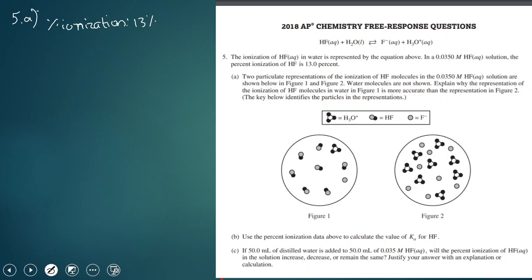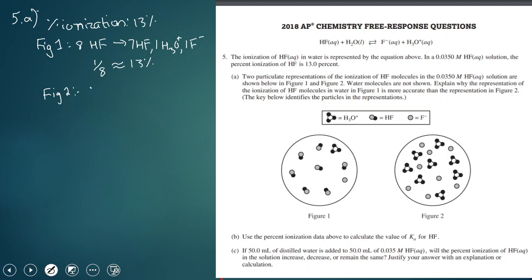So let's see in figure 1. Well, we have a total of 1, 2, 3, 4, 5, 6, 7. We would have had 8 HF molecules, and it became 7 HF, and then 1 H3O, 1 F minus. And so if we consider 1 over 8, well, that's 12.5, which is approximately equal to 13%. On the other hand, if we look at figure 2, we would have 1, 2, 3, 4.